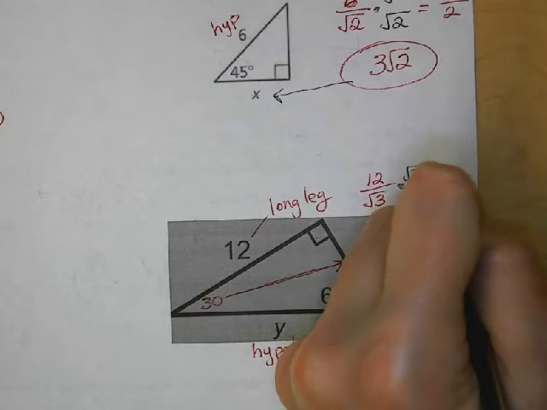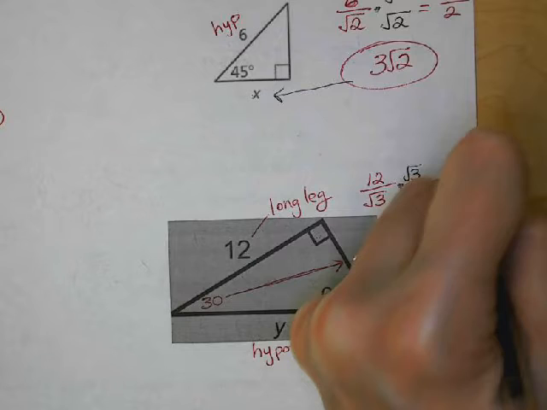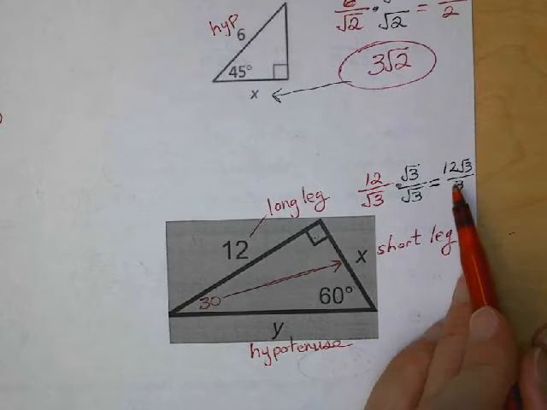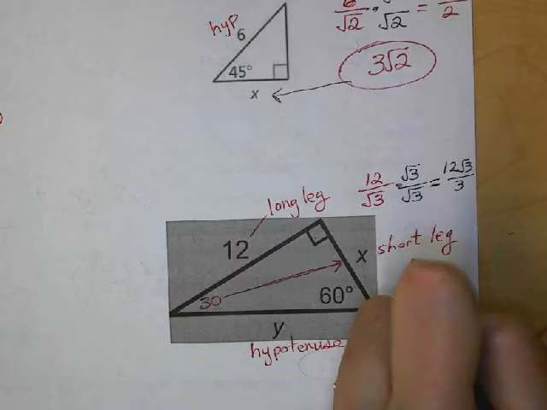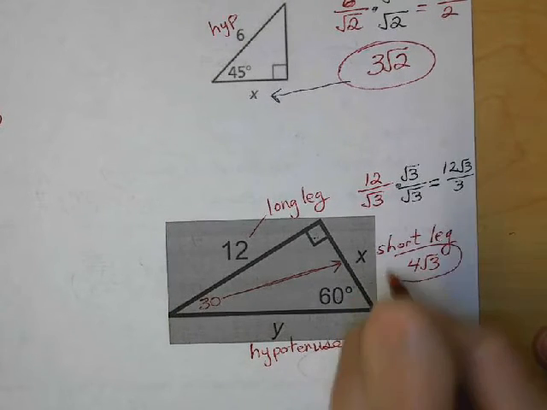And simplify and reduce. So you should get 12 square root of 3 over 3, but that reduces. Do you know what the final answer for that is? Yeah, it'd be 4 square root of 3. That's your short leg. 4 square root of 3.